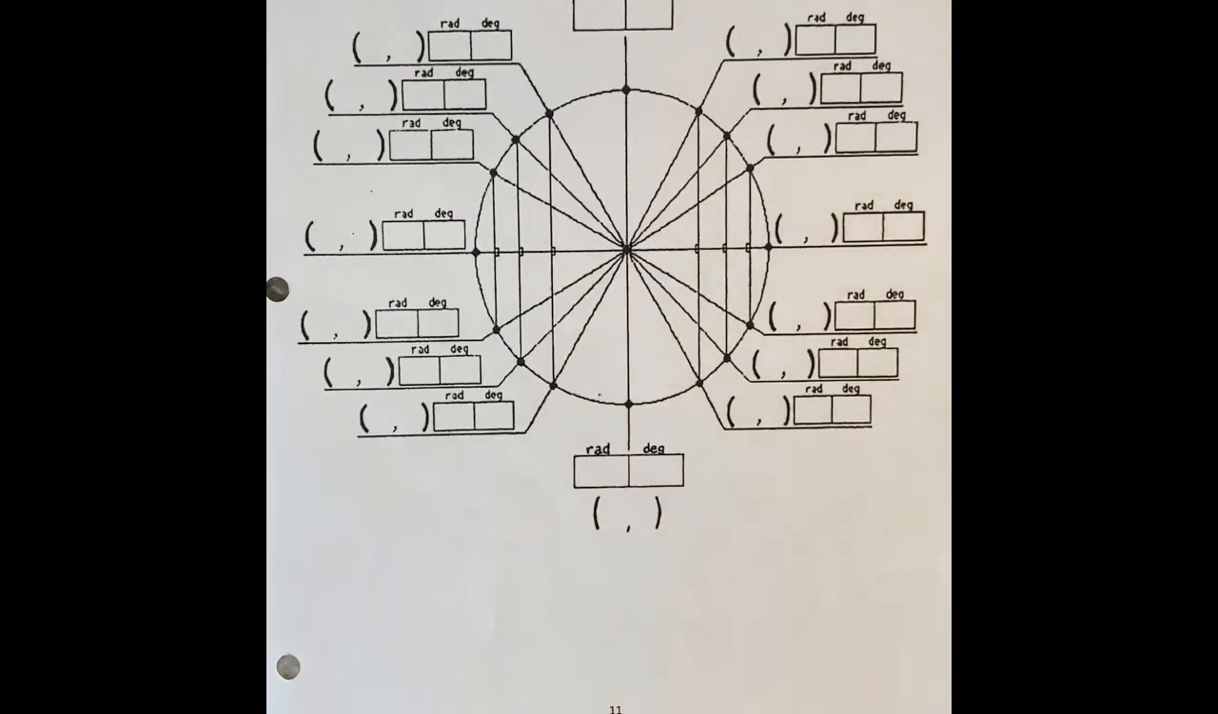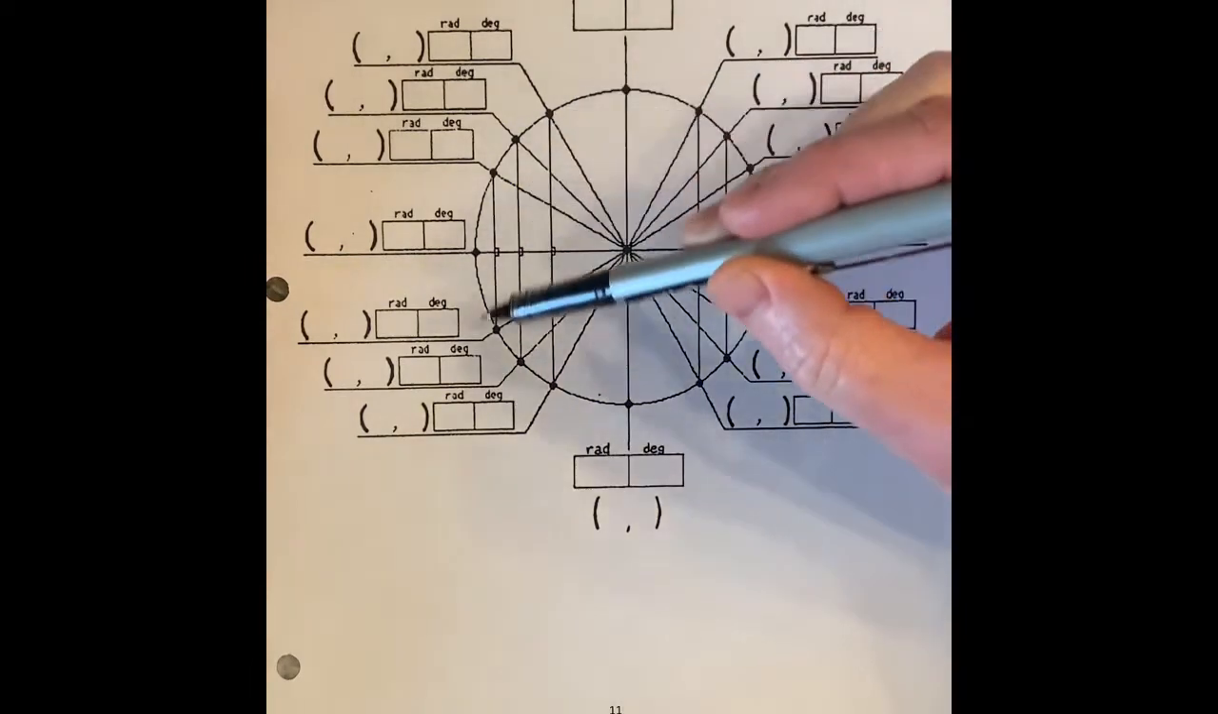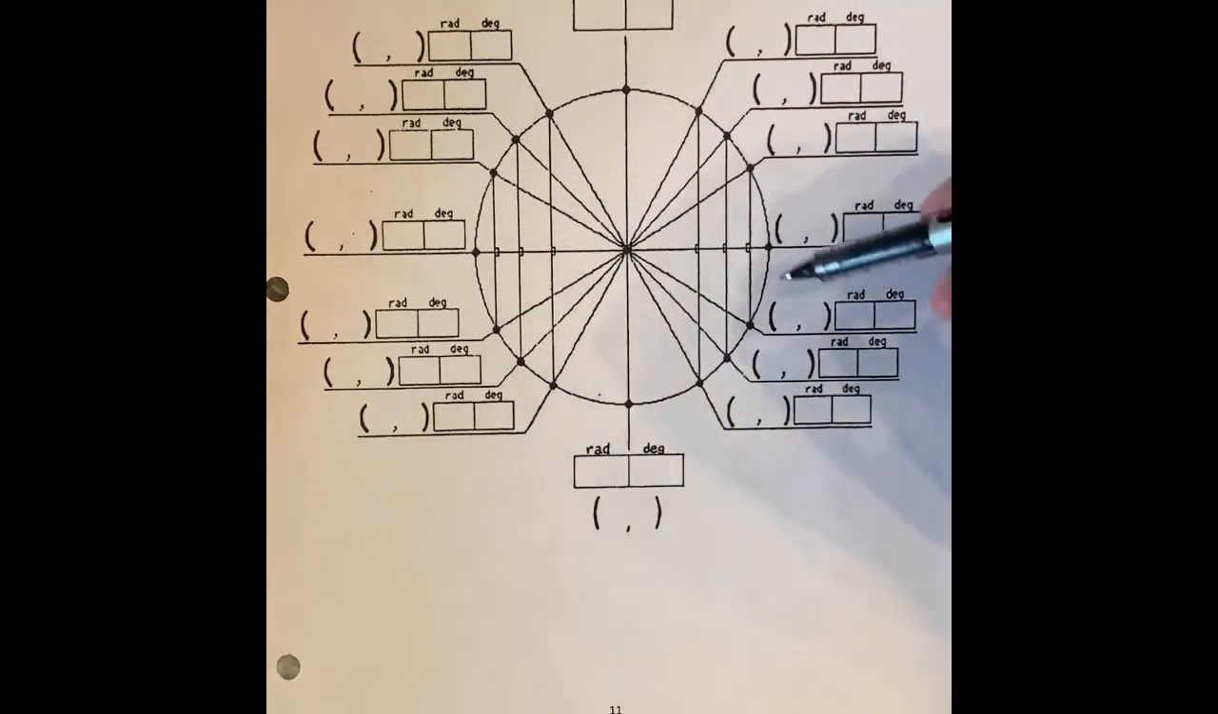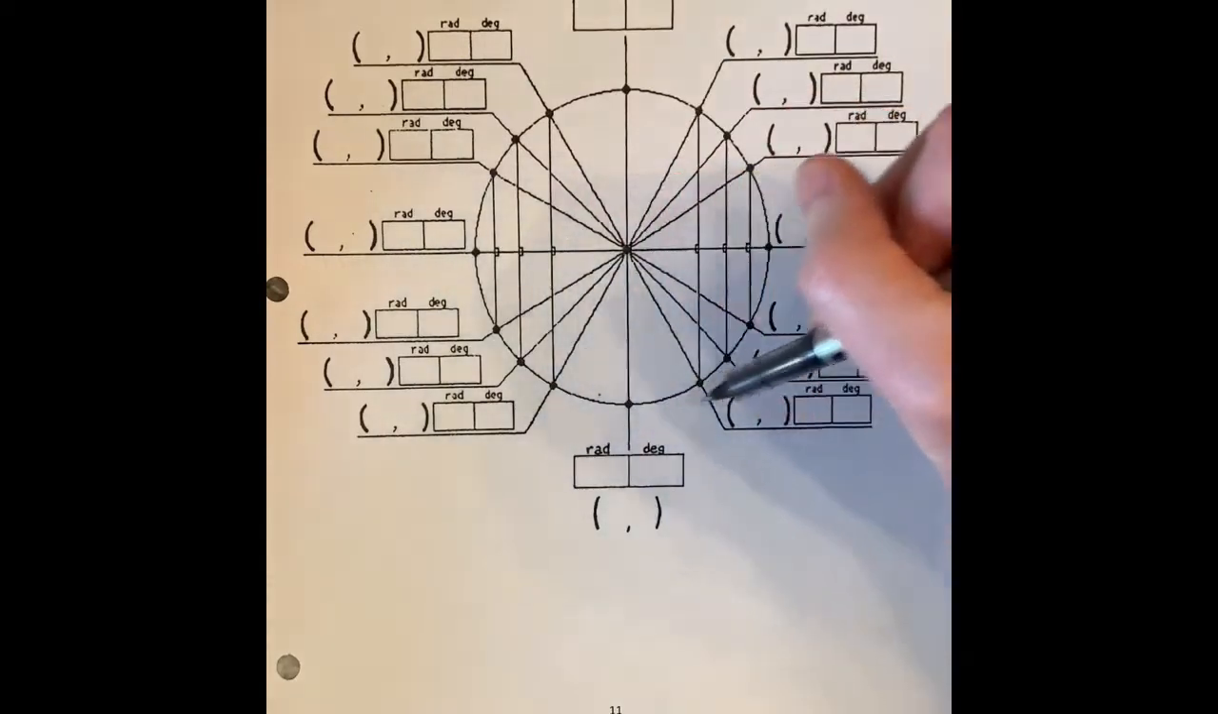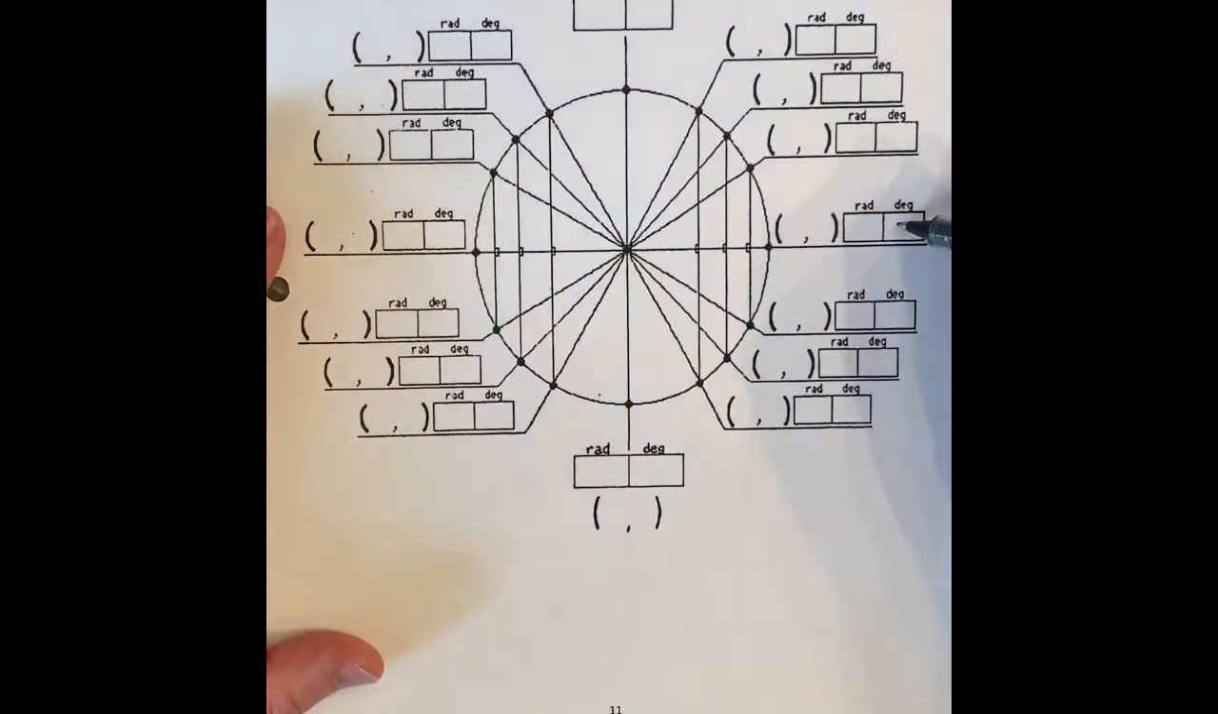So initially, there are a couple things that we know that are going to help us. One is we know that if we go entirely around the unit circle, it's 360 degrees. So if I begin here at 0 degrees and I go all the way around, it's 360. So here I'm going to put 0 degrees, but just so you know, it's also equal to 360.